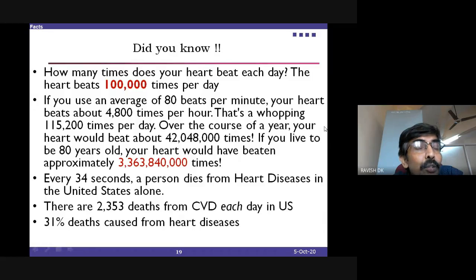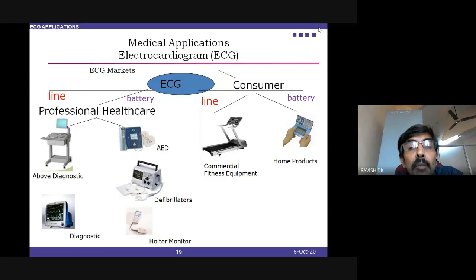Every 34 seconds in the US, one person dies because of a heart attack. So we can see the intensity of heart disease when compared to corona. People die of cardiovascular diseases more, and each day 2,500 people die in America because of cardiovascular disease. So this is the fact. That is why ECG is very important, and its monitoring, and after diagnosis treatment can be given, and somebody's life can be saved.